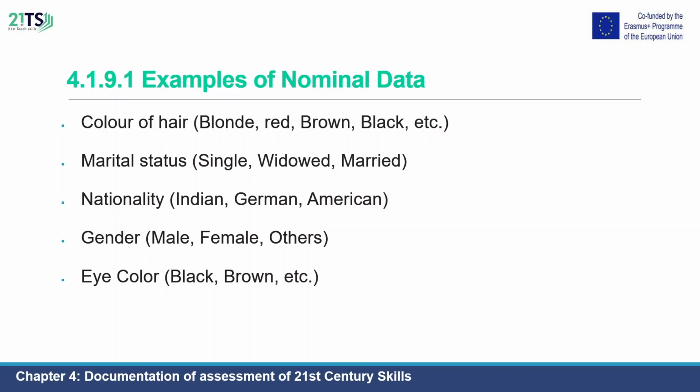Here are some examples of what can be categorized as nominal data. For example, we have the color of hair: brown, red, blond, black, etc. Or marital status, whether the participant is single, widowed, or married, and the nationality of a participant.